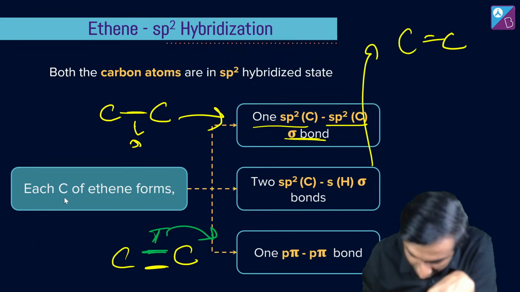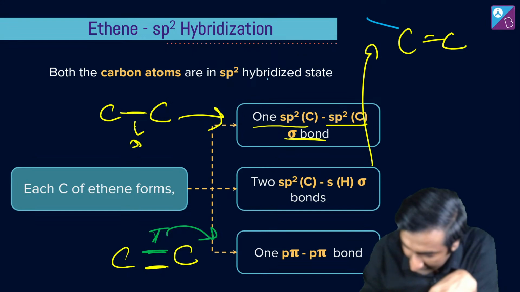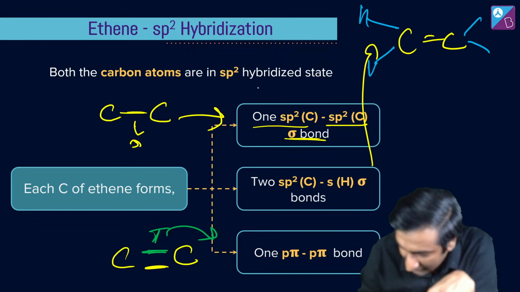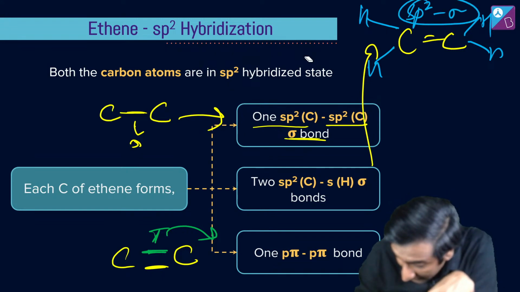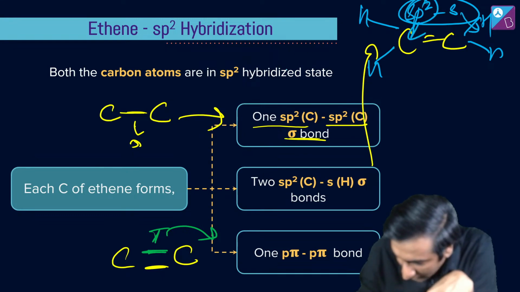Let me use a different color, third color here. तीसरा कलर लिया जाए. Tada! These are your sp2 sigma bonds. sp2s. S कौन सा? S हाइड्रोजन का, sp2 कार्बन का.